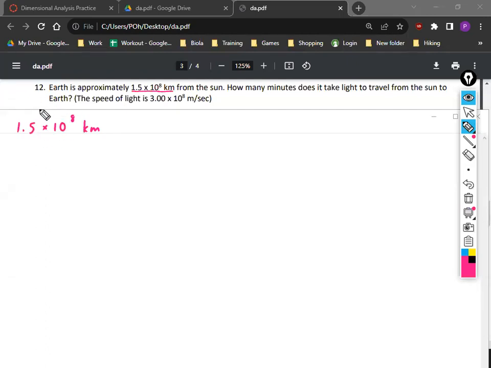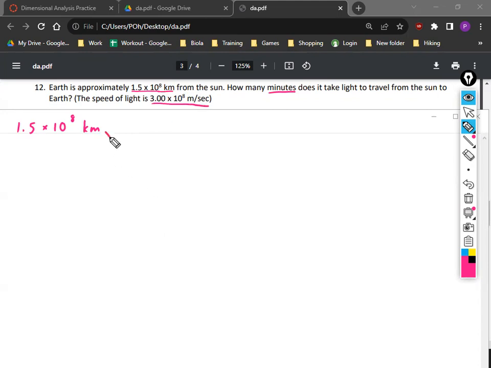But if you know how to input this into your calculator and your calculator does it for you, then good for you. That's great. Okay, so we need to convert this into minutes. Here we have kilometers, and the only conversion factor we have right here is meters, and we have seconds, right? So we're going to have to first turn kilometers into meters in order to use this conversion factor.